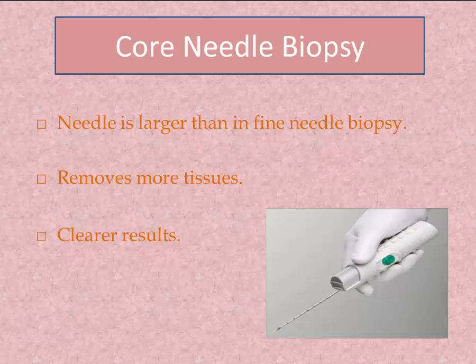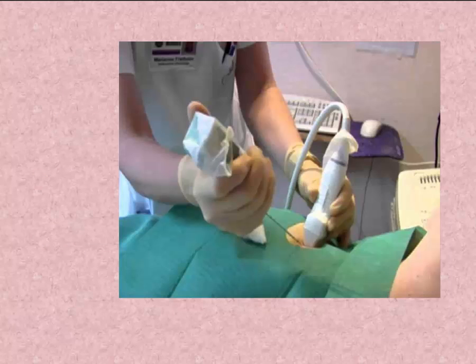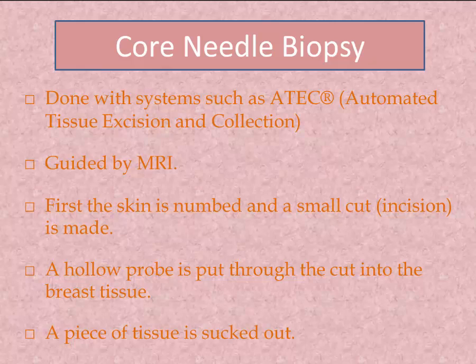Core needle biopsy. The needle is larger than in fine needle biopsy. Removes more tissue. Clearer results. Done with systems such as ATEC, automated tissue excision and collection. Guided by MRI. First the skin is numbed and a small cut, incision, is made. A hollow probe is put through the cut into the breast tissue. A piece of tissue is sucked out.